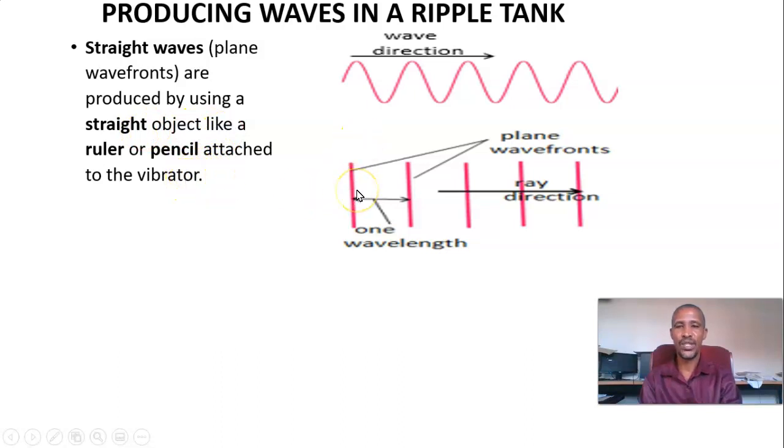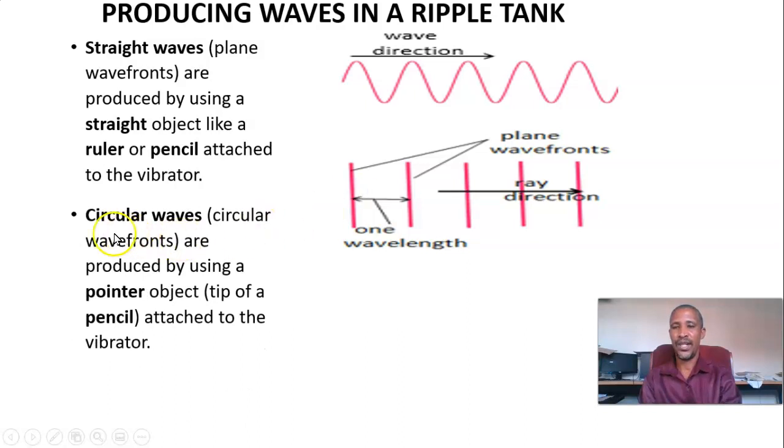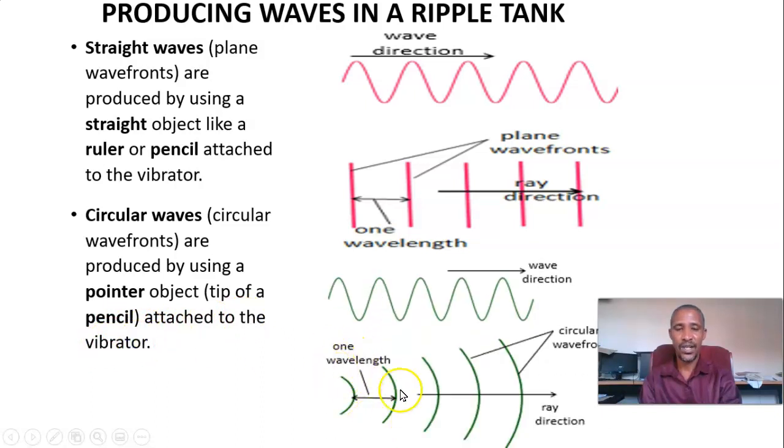Then we have circular waves, which have circular wavefronts, which are produced by using a pointer object. Normally, the tip of a pencil is used, which is attached to the vibrator. And as that happens, circular wavefronts are produced. So this is the difference, or the different waves that are produced in a ripple tank: straight wavefronts and curved or circular wavefronts.